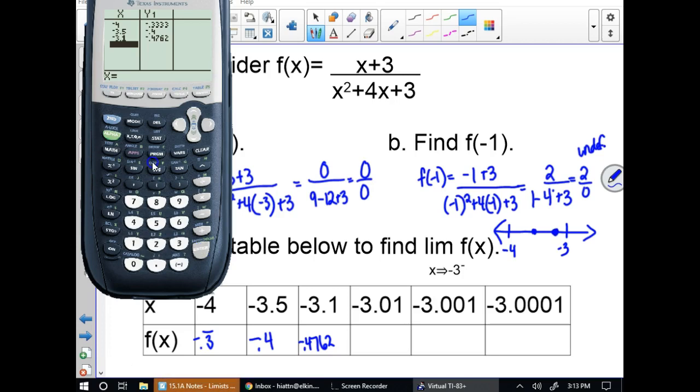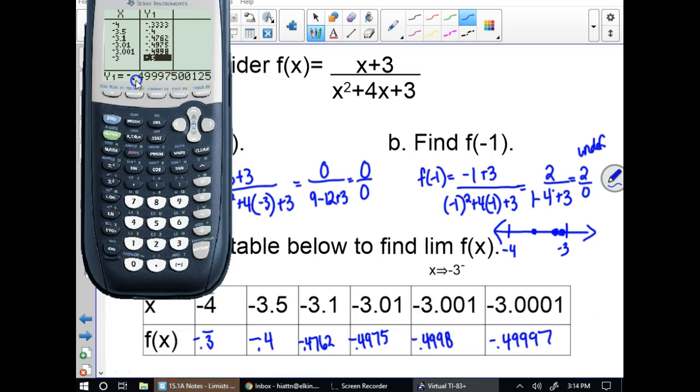And so, -3.1, that's closer, that's over here. And -3.001, that's going to be even closer to -3 from the left. So if I do -3.01, I get -0.4975. And -3.001 gives me -0.4998. And -3.0001 says -0.5, but if you look up here, if you take your arrow and go up and then go over, you're going to see it's actually -0.49997.